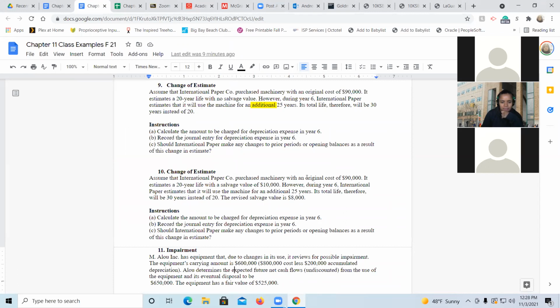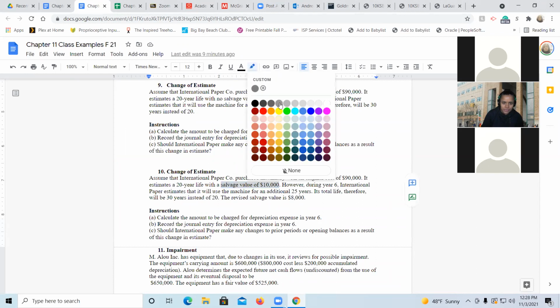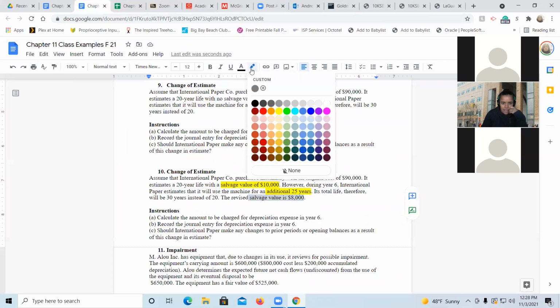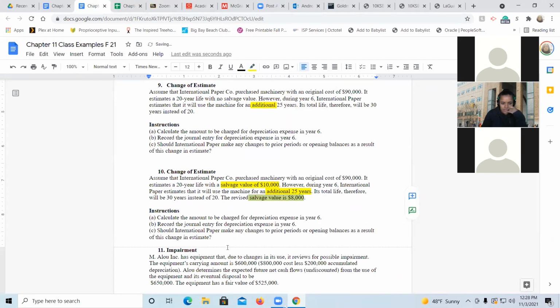Assume that International Paper Company purchased this machinery with an original cost of 90,000. That's already known. It estimates a 20-year useful life. But here's the change now, with a salvage value of 10,000. We didn't have that before. However, during year 6, we noticed that the estimate changes and we now have an additional 25 years. So that's the same as above. Its total life, therefore, will be 30 years. And the revised salvage value is 8,000. All right, so same A, B, and C, but a wrinkle here. We can't just do the same calculations because we actually have a salvage value to deal with.